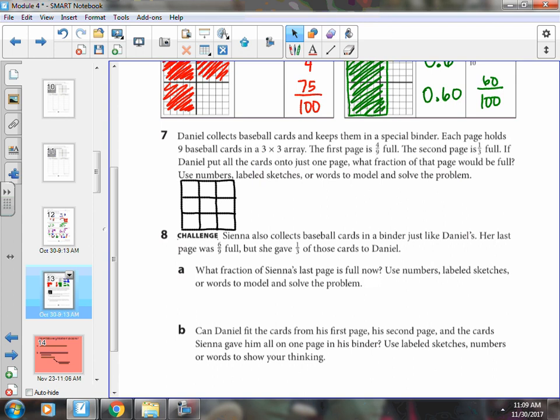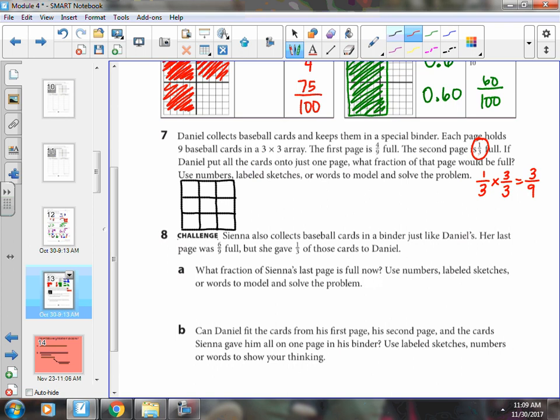The second page is 1/3 full. If Daniel put all the cards onto just one page, what fraction of that page would be full? I think this. If the denominators are not the same, I am going to rewrite 1/3. I know that 1/3, if I tripled the top and tripled the bottom, is the same as 3/9, which is like one column of that page.